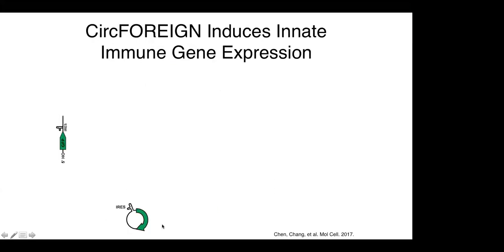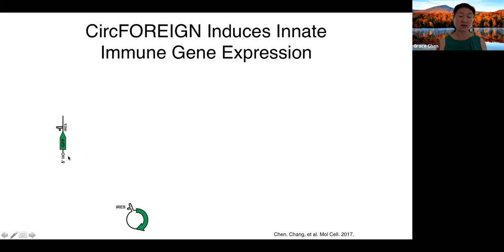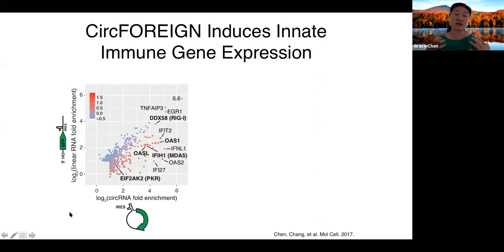So when we transfect either the circular RNA or the linear RNA into cells, and then we collect the RNA and perform RNA-seq, we get a plot like this, where each dot represents a gene that was enriched in either cells that received the circular RNA transfection or cells that received the linear RNA transfection compared to mock transfection. The dots are color-coded such that the dots that are more red are the genes that are more enriched in cells that receive the circular RNA transfection compared to the cells that receive the linear RNA transfection.